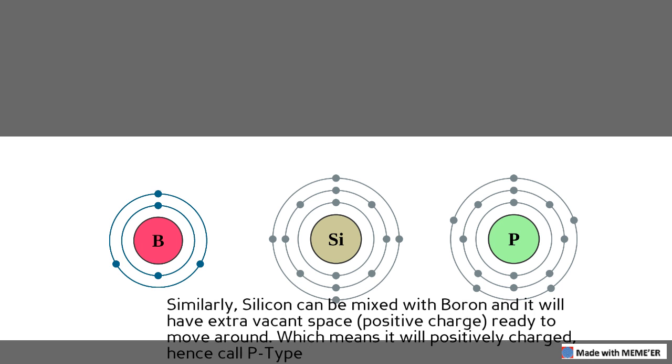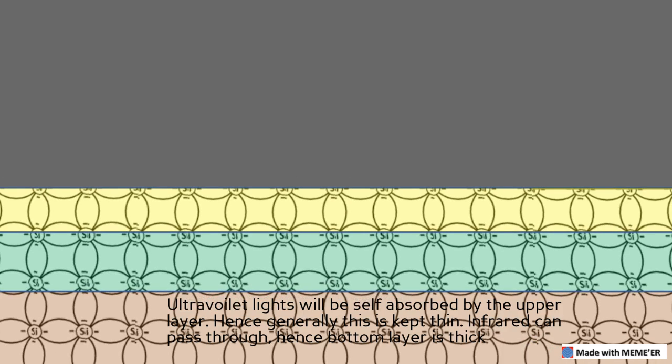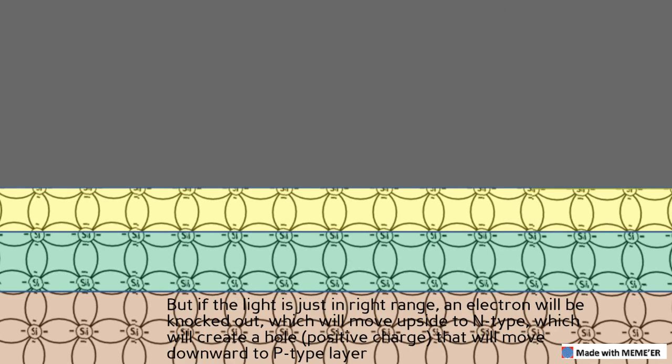Similarly, silicon can be mixed with boron and it will have extra vacant spaces, that is positive charge, ready to move around, which means it will be positively charged, hence called P-type. Good. Now back to our sandwich. Ultraviolet light will be self-absorbed by the upper layer, hence generally this is kept thin. Infrared can pass through, hence the bottom layer is thick.